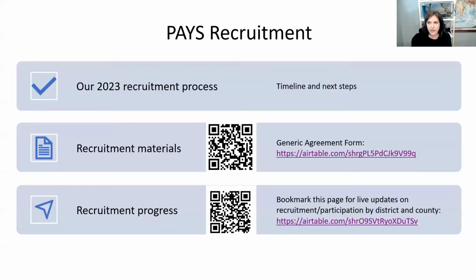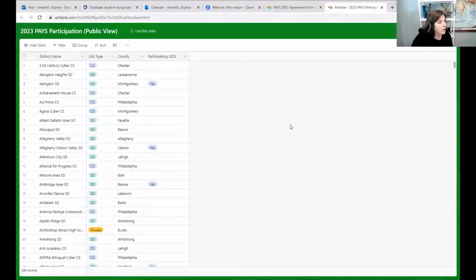Let's see, let me tell you the actual number. Yes, we have 107 districts right now signed on for the survey. I referenced that actually from Airtable. So Airtable is what Bach Harrison uses to do all of our project management, to manage all of our survey contacts and coordinators. And we've created this Airtable link under recruitment progress here, and this is publicly accessible.